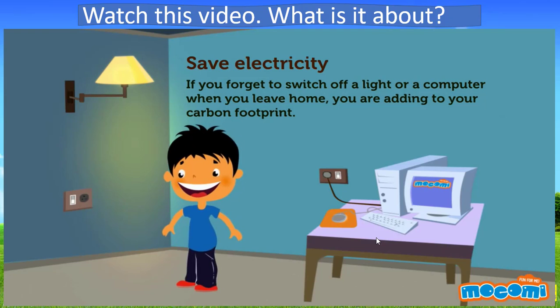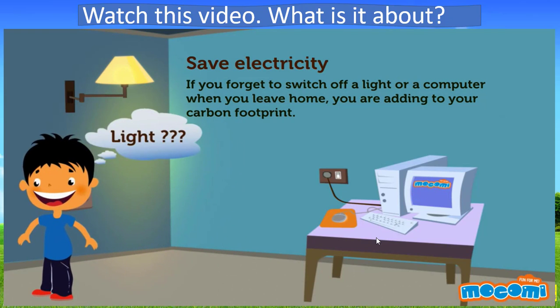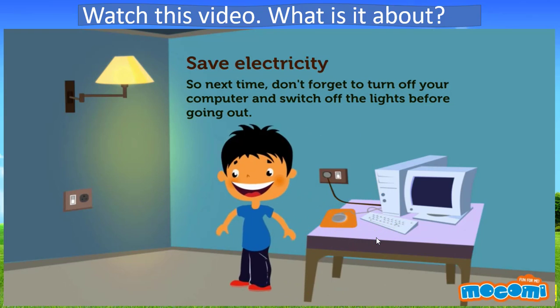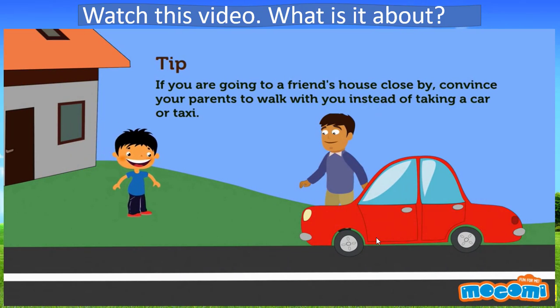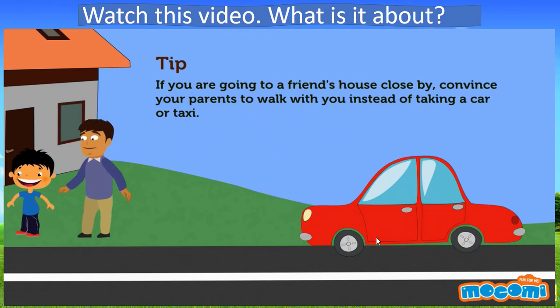Save electricity. If you forget to switch off a light or a computer when you leave home, you are adding to your carbon footprint. So next time, don't forget to turn off the computer and switch off the lights before going out. If you're going to a friend's house close by, convince your parents to walk with you instead of taking a car or taxi.